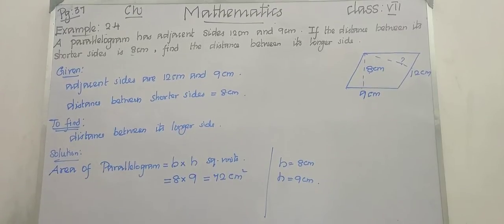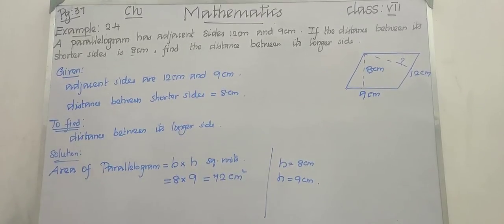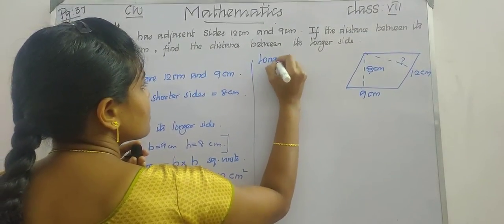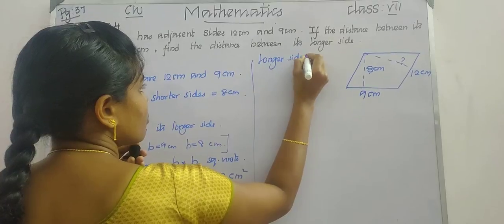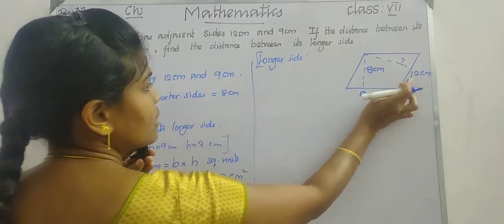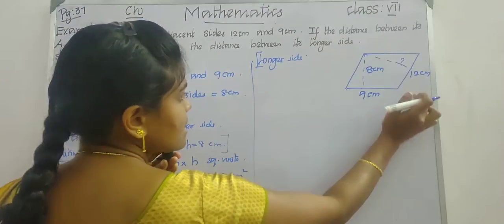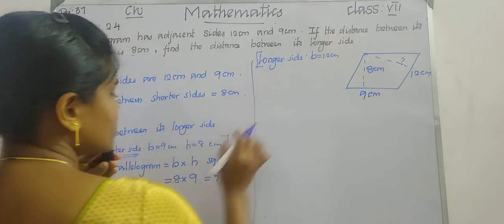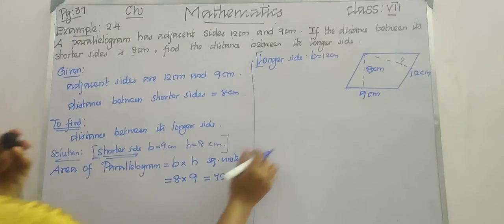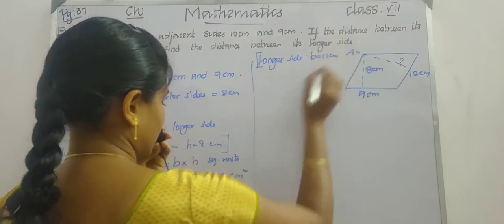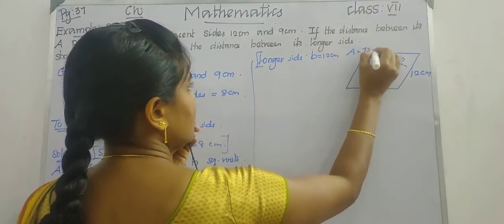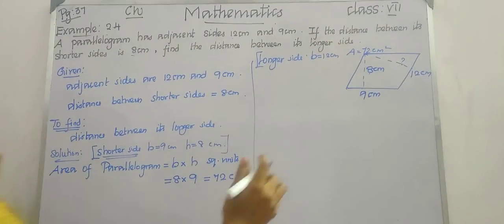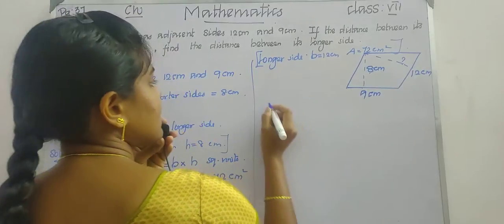Now let us find that. So for the longer side, what are we having? The height. Base is given, right? So base equal to 12 centimeter, and also the area we found, right? So area equal to 72 centimeter square. Base and area we have. Now we can apply the same area formula.